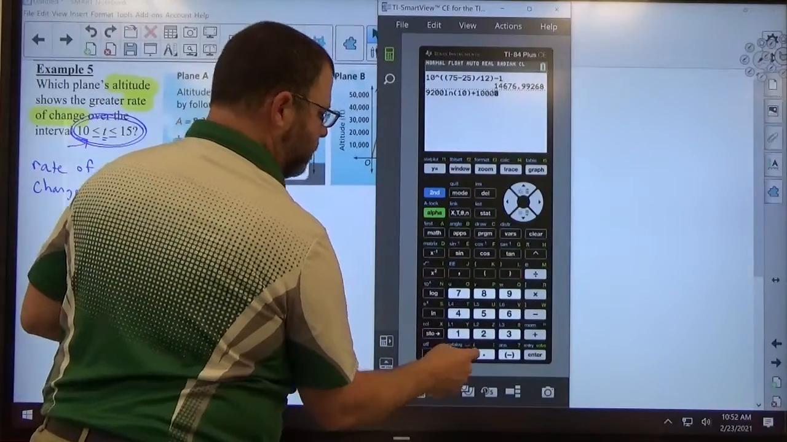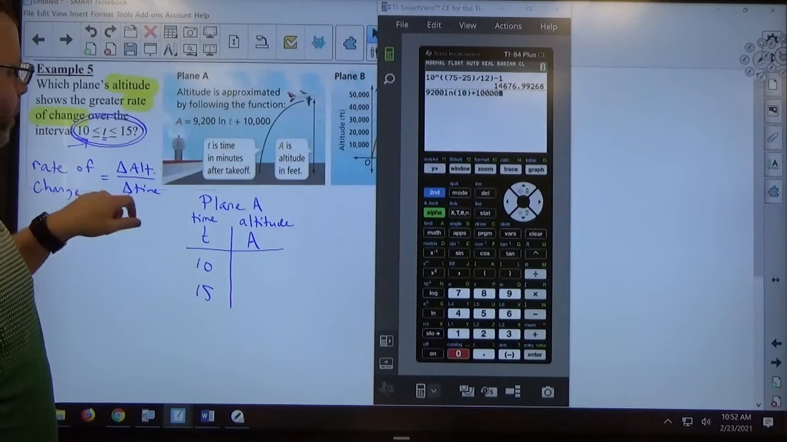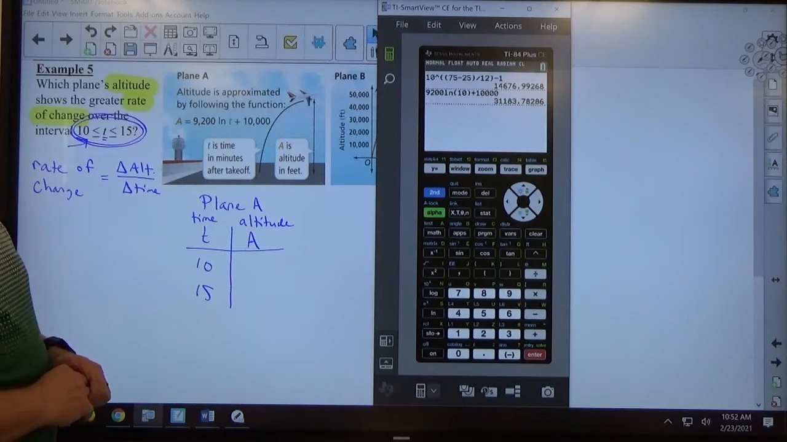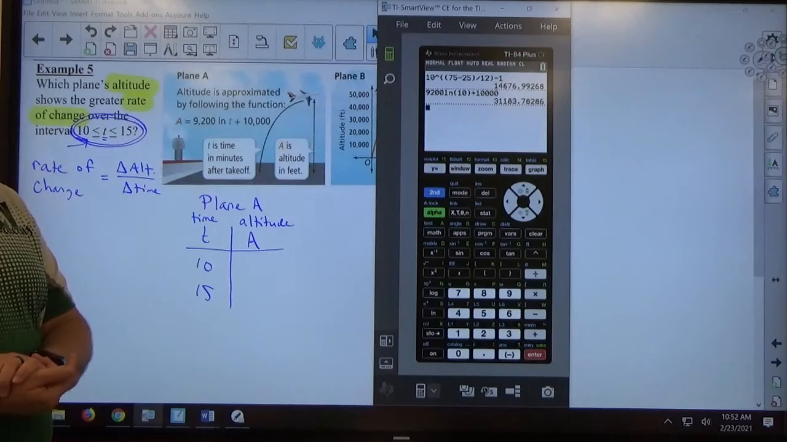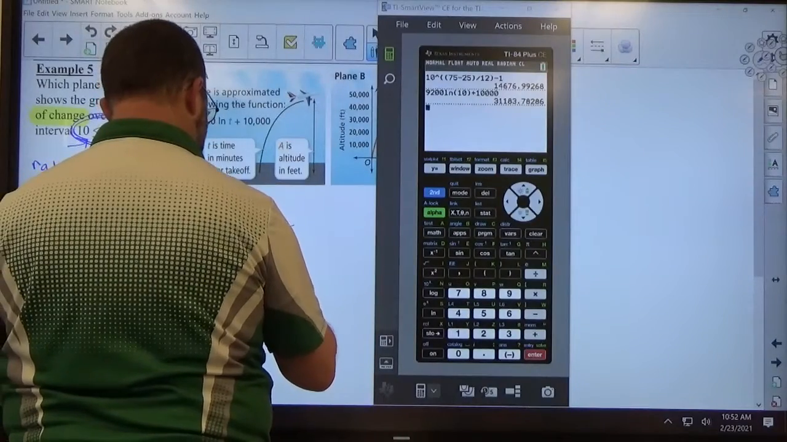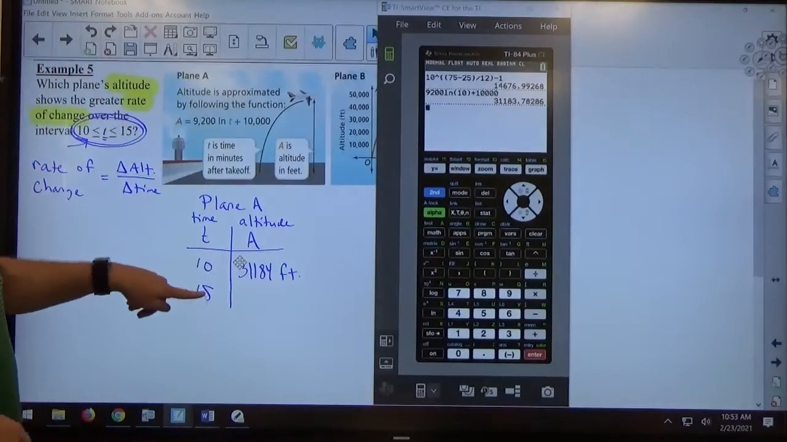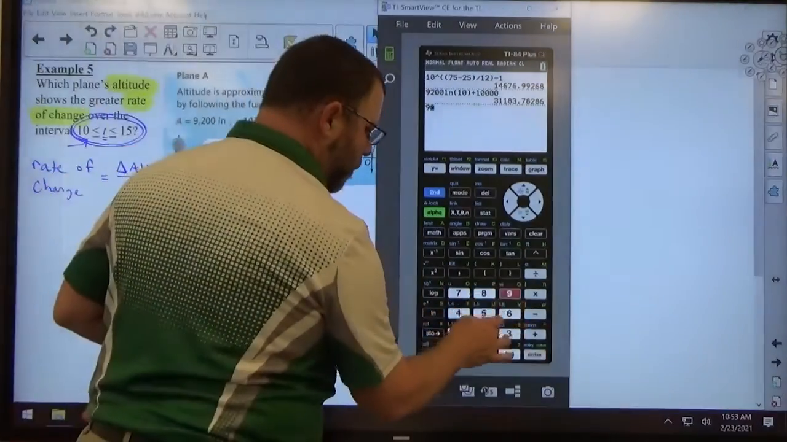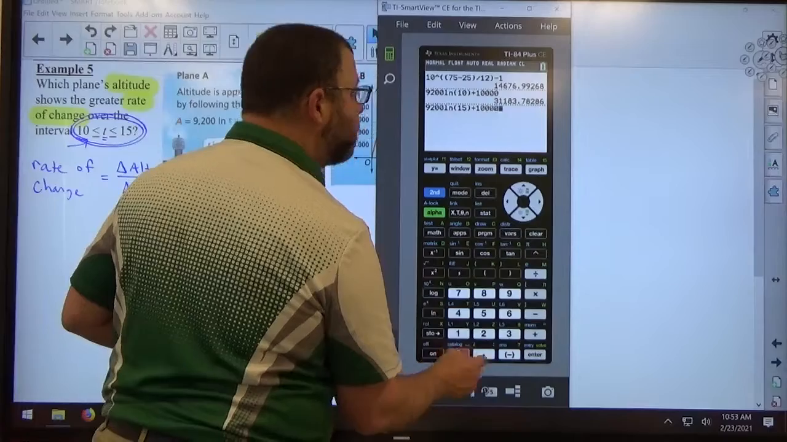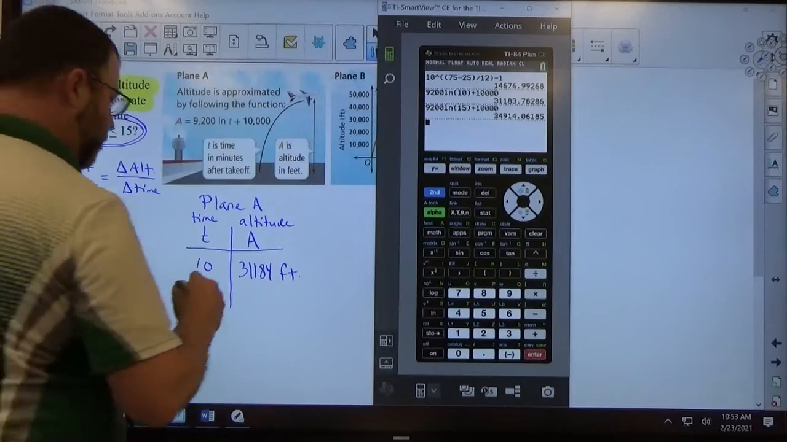So again, I'm just using this function. T is equal to 10, put t right there in the formula, hit equals, and it spits out 31,183.78286. Let's just go nearest whole number, dealing with altitude here. So let's say that's 31,184 feet. And I want to evaluate that again at t equals 15. So again, I just type in the same formula, 9,200 natural log of 15, end parentheses, plus 10,000. I'm just using this formula here to evaluate. So I get 34,914 feet.